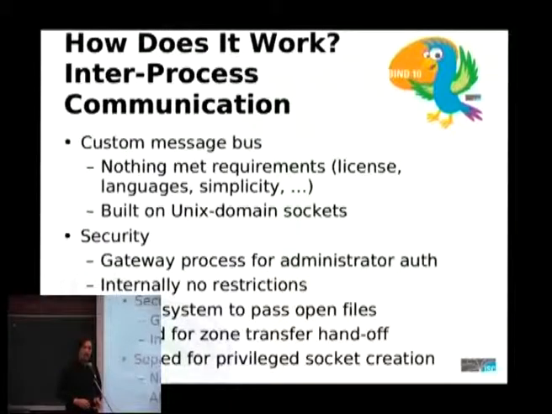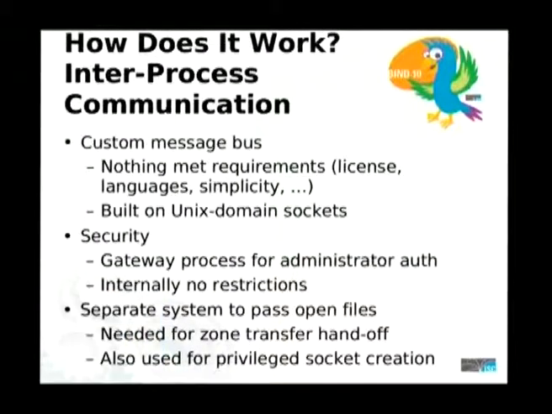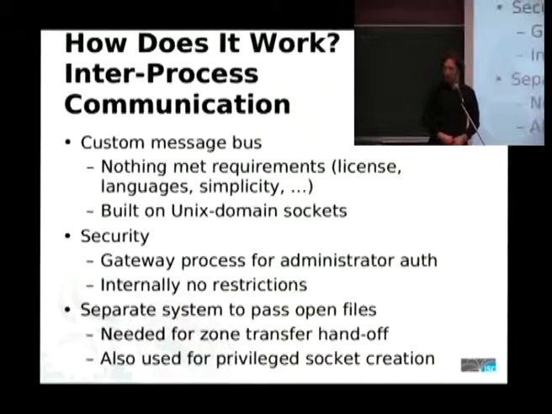Because we have all these processes that are working together to provide functionality, they have to communicate with each other. We ended up building a custom message bus, which we hate, but we're kind of stuck with it. Nothing that we found met our requirements. If anyone has any really good suggestions for using a message bus, we looked at quite a few, and nothing met our license requirements. We have to have something that's BSD compatible. We need something that works on C++ and Python at least, and it needs to be relatively simple. And so anyway, we built one of our own. It's based on Unix domain sockets.